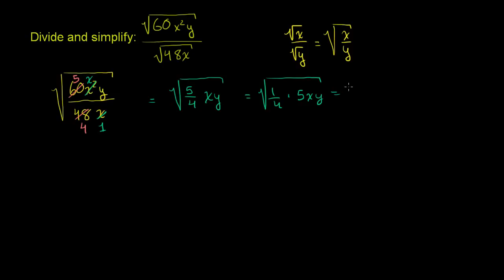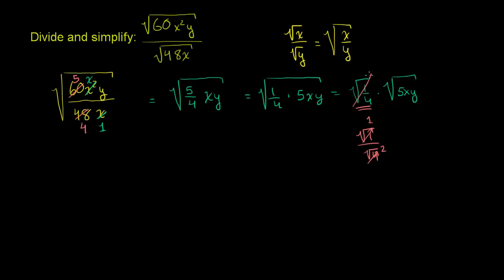And this is the same thing as the principal root of 1/4 times the principal root of 5xy. And the square root of 1/4, if you think about it, that's just 1/2 times 1/2. So you could just say, hey, this is 1/2. 1/2 times 1/2 is 1/4. Or if you don't realize it's 1/2, you say, hey, this is the same thing as the square root of 1 over the square root of 4. And the square root of 1 is 1. And the principal root of 4 is 2. So you get 1/2 once again.